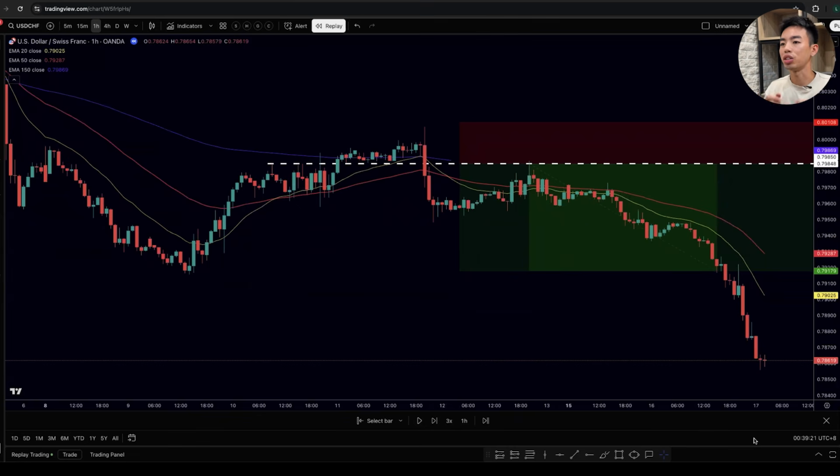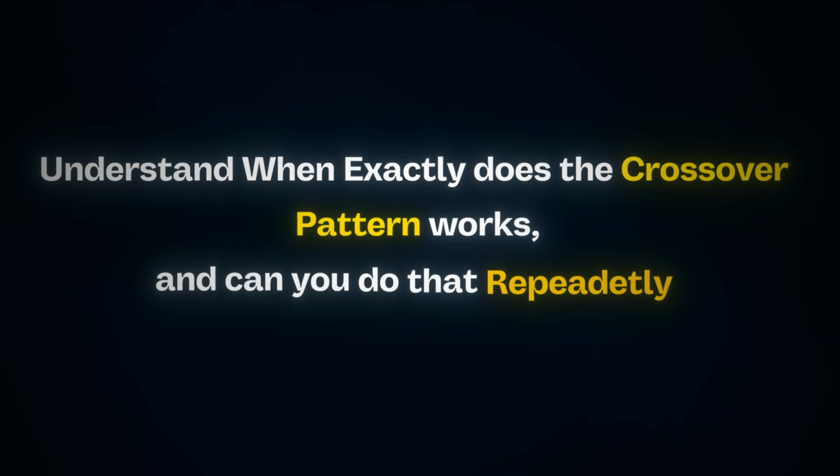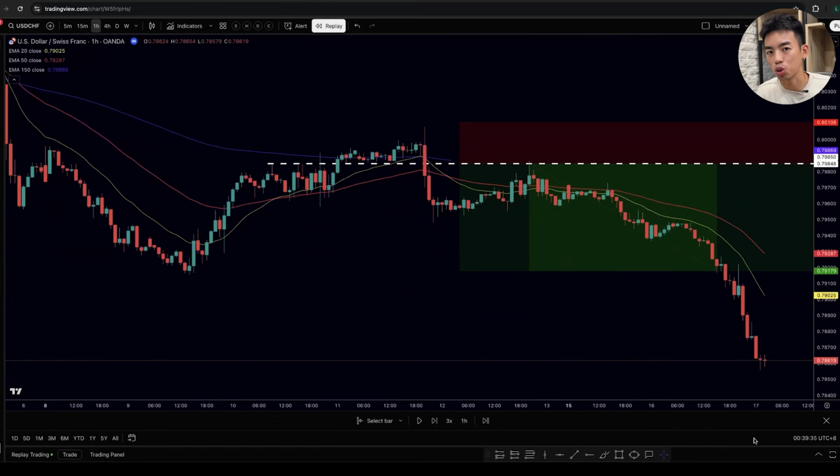The whole point here is not to catch all the big trades, right? The whole point here is to be able to understand when exactly the crossover pattern works. And can you do that repeatedly? That's where true money is made.